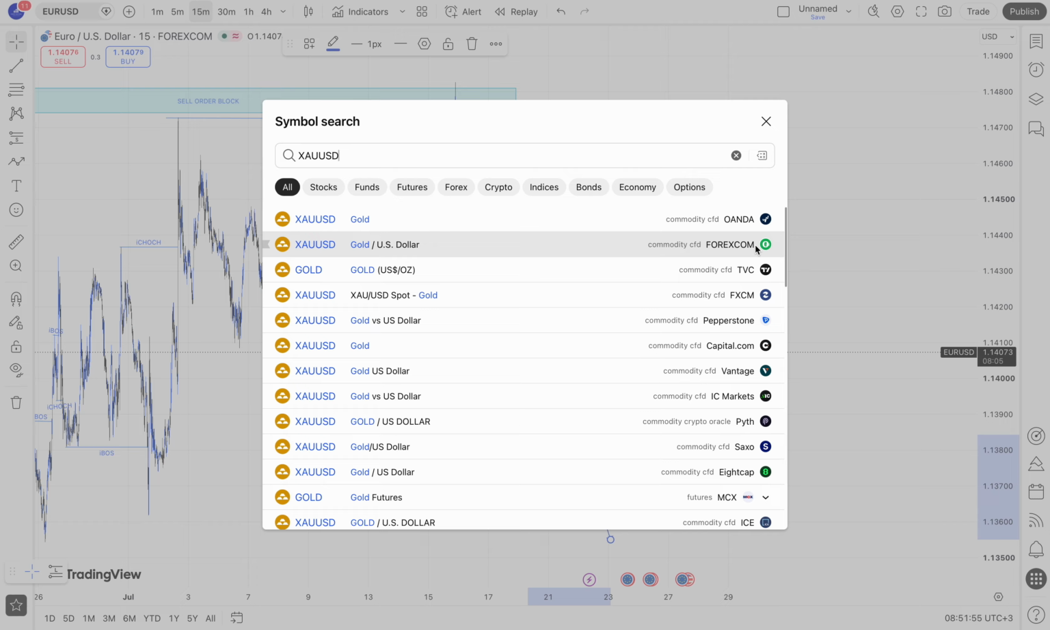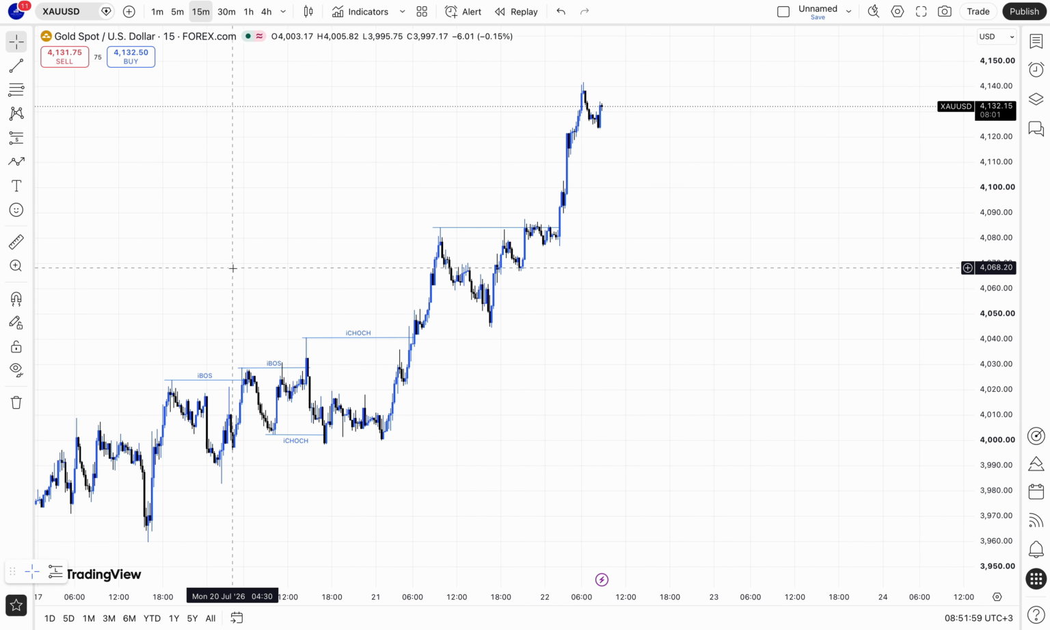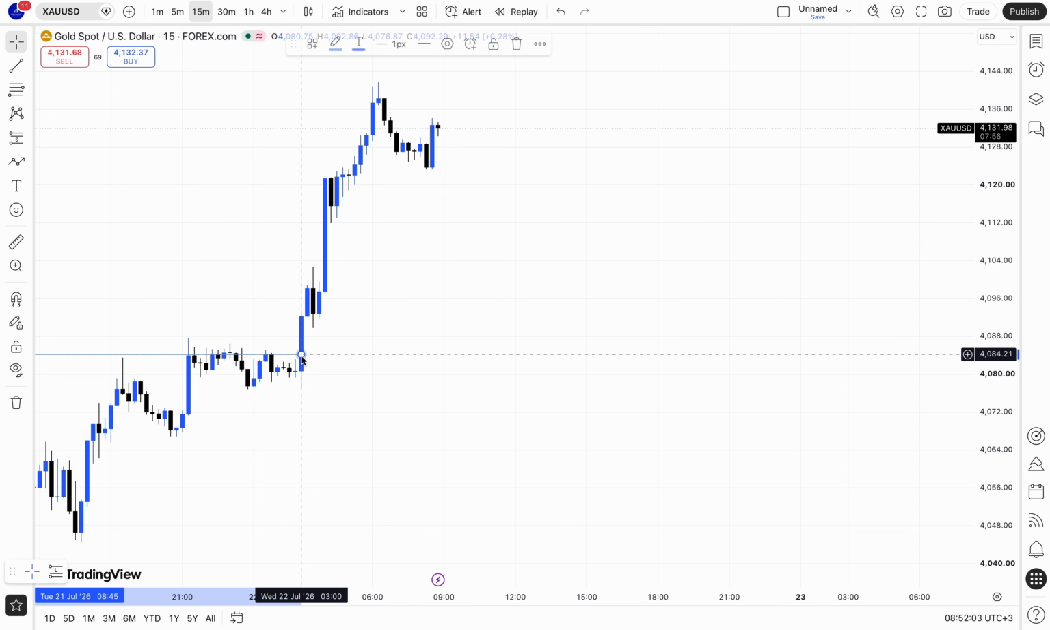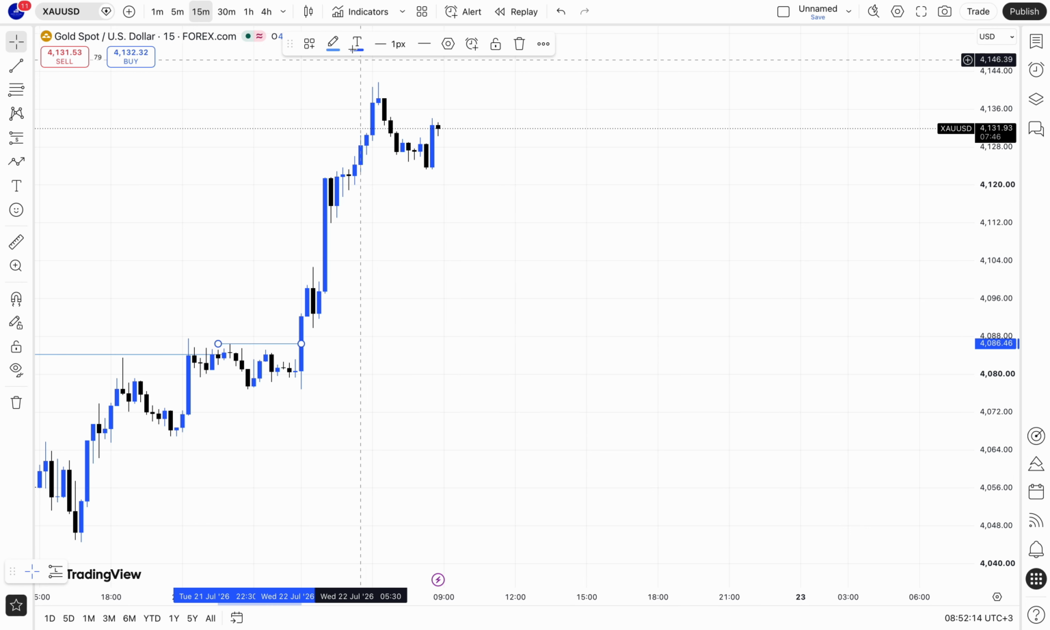Then gold, super simple. You can understand that the price is moving to the upside from here. We got our last break of structure to the downside, then we had our continuation break of structure from here.